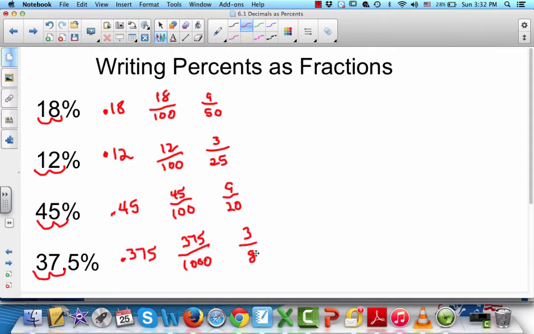Okay, remember, always try to write it in simplest form. Okay? So whenever you look at these, got 2 decimal places. Two spots right here. 18, it'll be over 100. 12, it'll be over 100. 45, it'll be over 100. 37.5, that 0.5, the decimal place, tells you to add a 0 on the bottom over here. Okay?